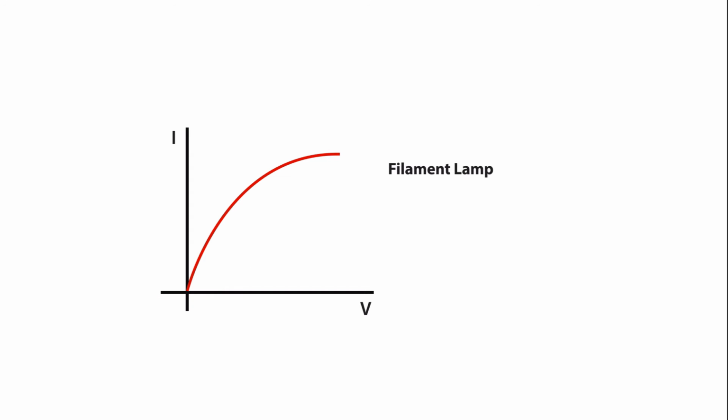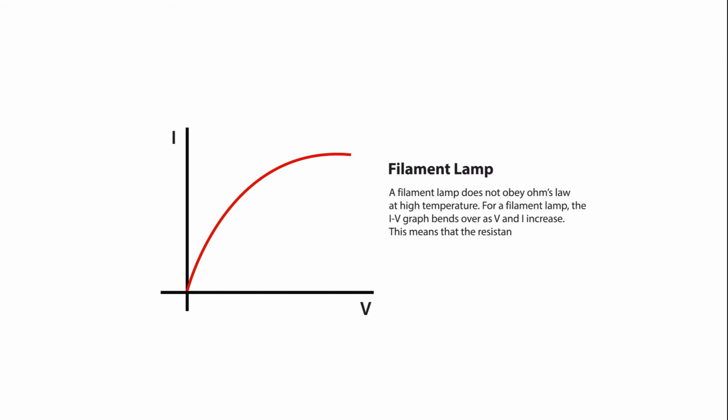In the case of a filament lamp, the filament lamp does not obey Ohm's law, like the first two we've considered. At higher temperatures for a filament lamp, the current voltage graph usually bends over as voltage and current increase. This means that the resistance would increase as current also increases, and that is going to make the filament hotter.